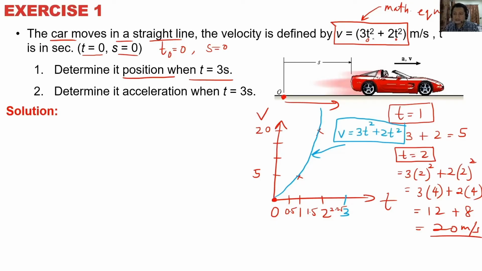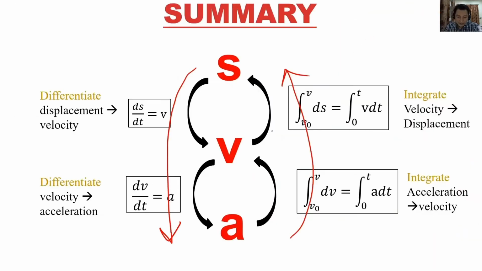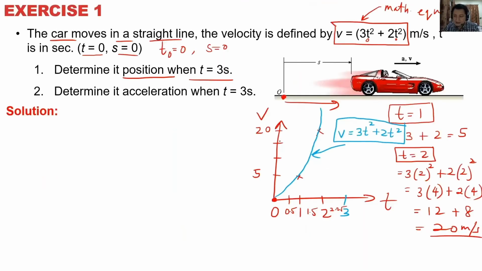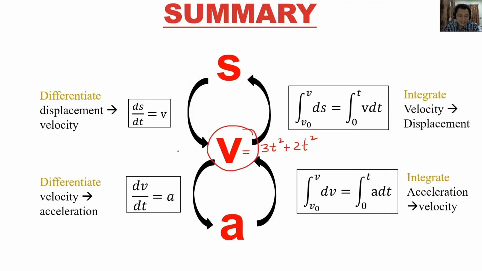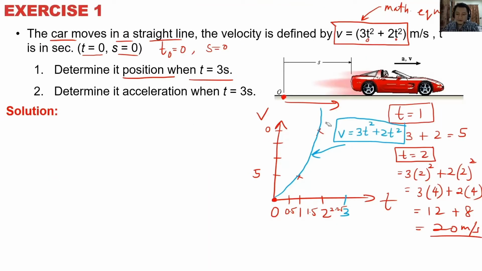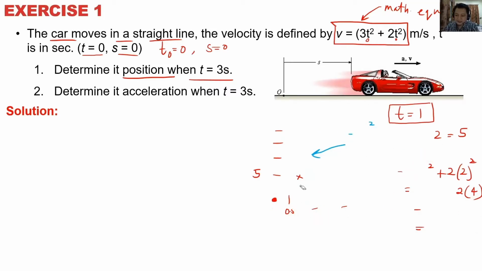So look at your data. Your data is v is equal to 3t squared plus 2t squared. So you are here. In order to get displacement, where do you want to go? You want to go back to S. In order to go back to S, you need to integrate. So that's what you should do. So now we don't do this method. We need to do this method.